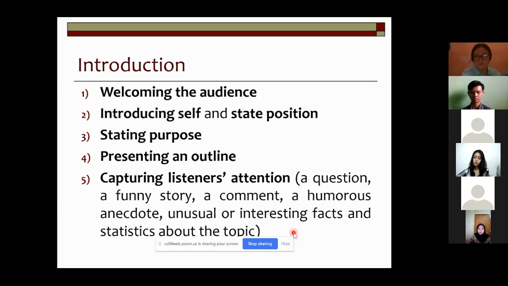And then the third one is stating the purpose. It is really important to state the objective, the aim of why you are standing in your presentation, what you are talking about, what you are presenting about, what you will do. So you have to inform your audience what you are going to speak about.